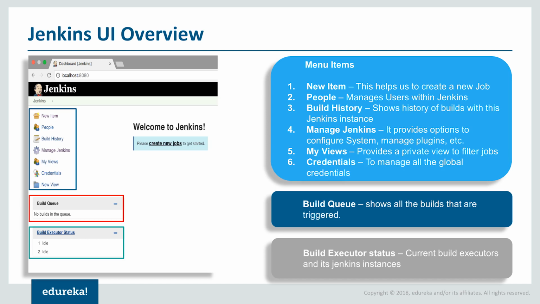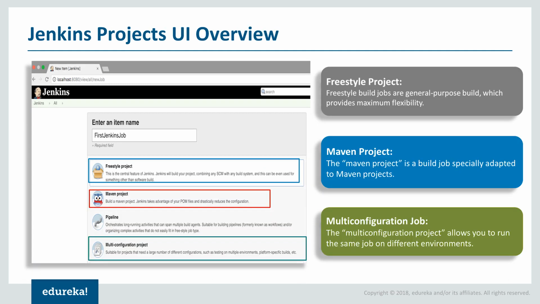If there is any kind of build happening, it will show at this location, which executor is running your current build for a specific project. Then when you create a new item, this is the page which greets you. You have an option of giving the name of the project. Then you have multiple options to choose from.